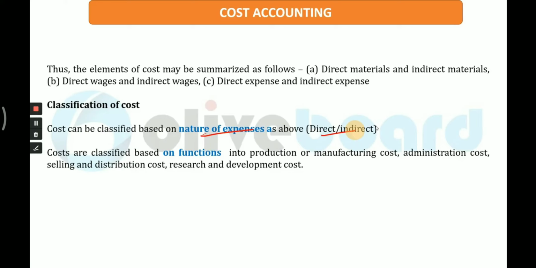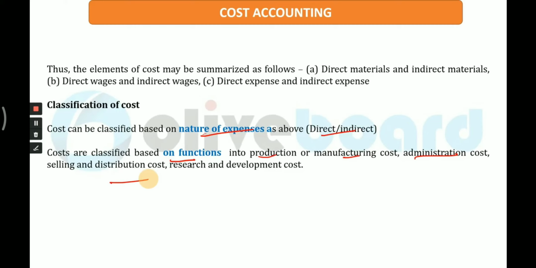All right. And based on functions, functions means what? Various activities the organization will do. For your understanding, I can say production or manufacturing, administration, sales, HR. You have various departments in your company, right? Production department, sales department. What is that? Function. So based on function, I can classify as production cost, selling cost, administration cost.